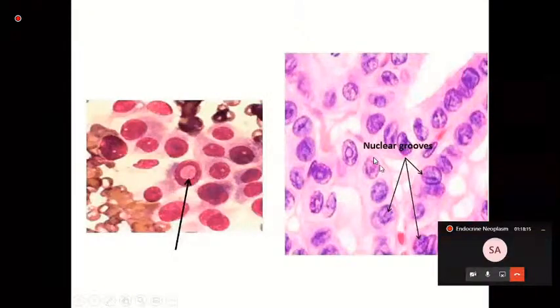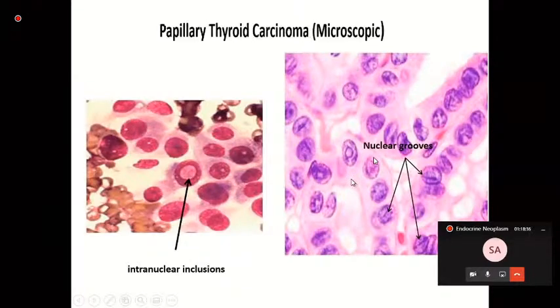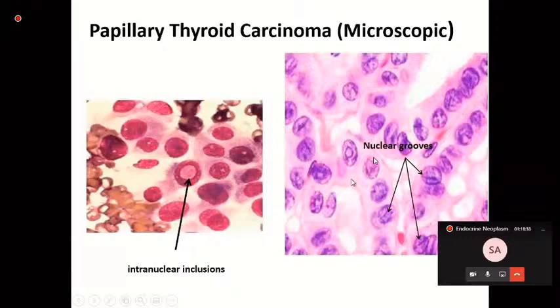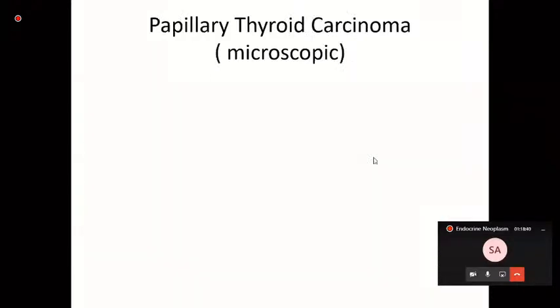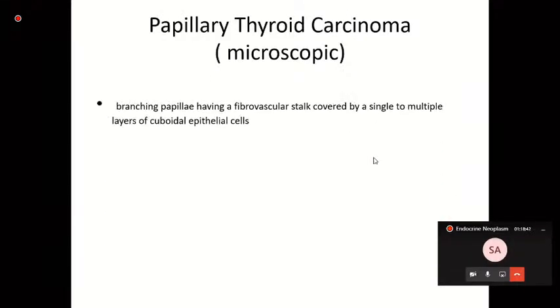See, look at here. Nuclear groove. We said you can see intranuclear groove. And this one is the intranuclear inclusion. We said inclusions are invaginations from the cytoplasm inside the nuclei. Okay, understood. The features of papillary carcinoma. So what is your diagnosis? It is thyroid papillary carcinoma.